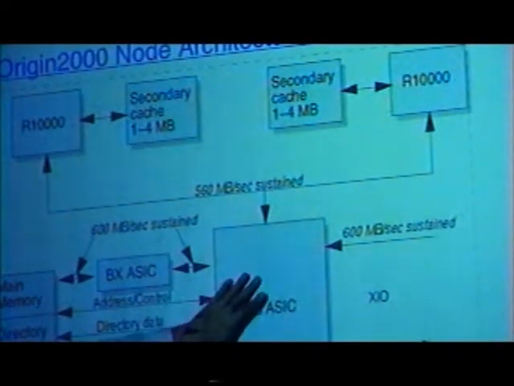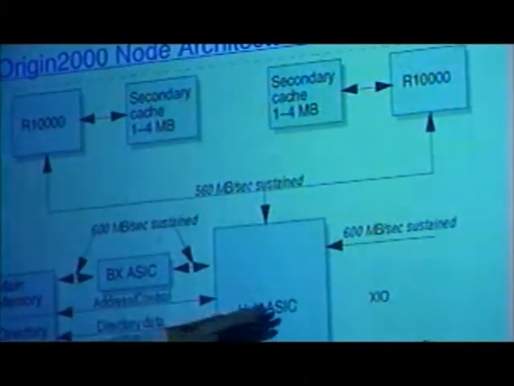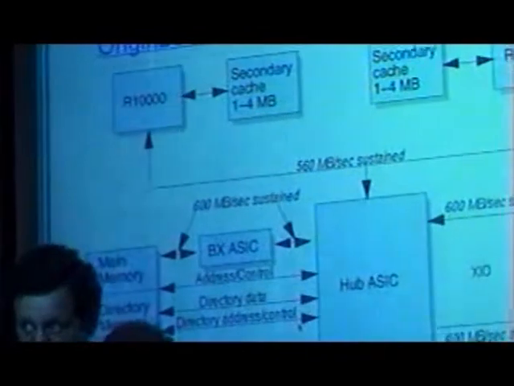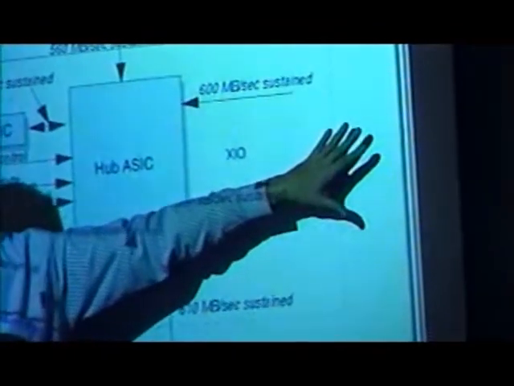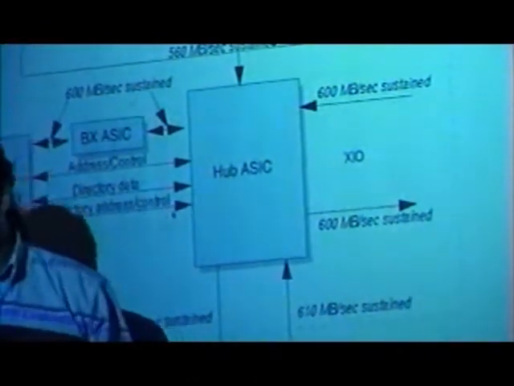Now that hub chip then feeds my SIS bus to either my local memory or off to another node board through a router or off to my I/O subsystem. So it's a multiplex switch with several I/O paths going through it.